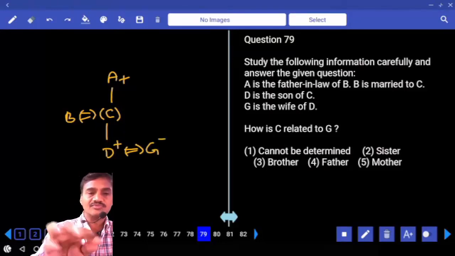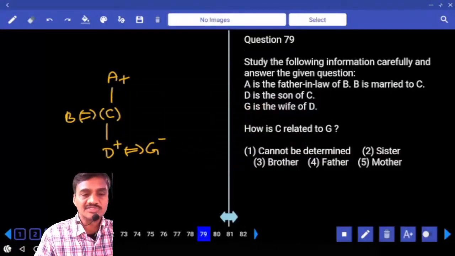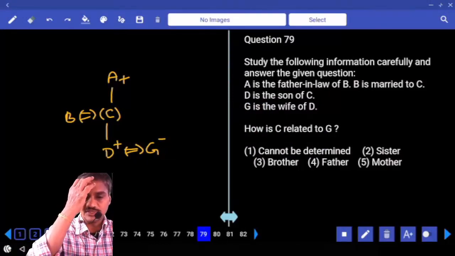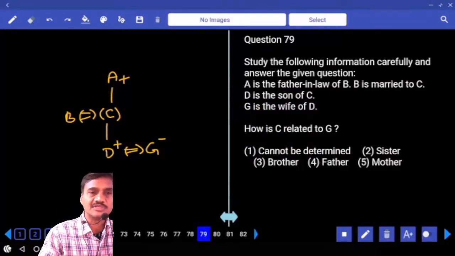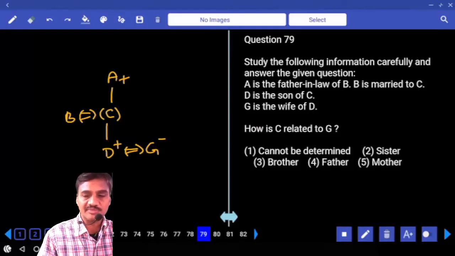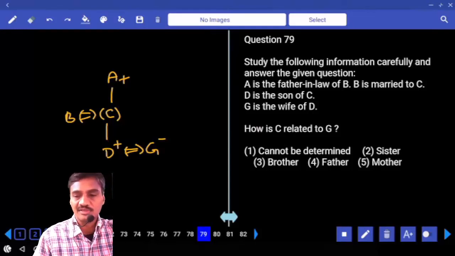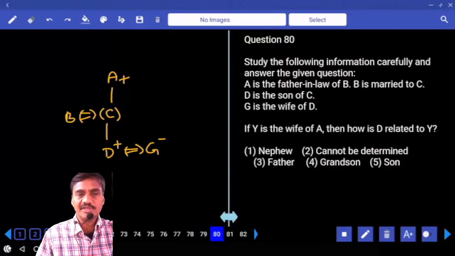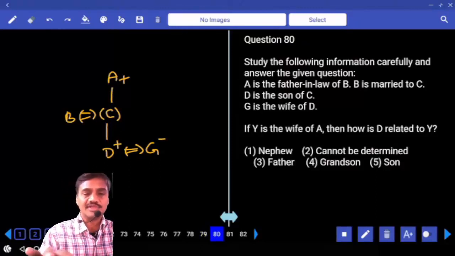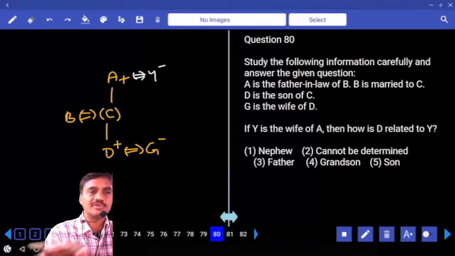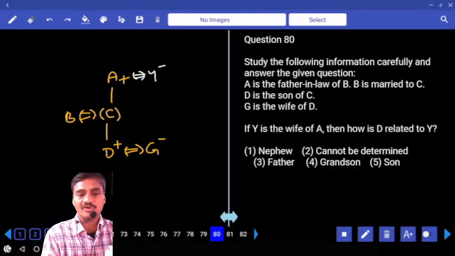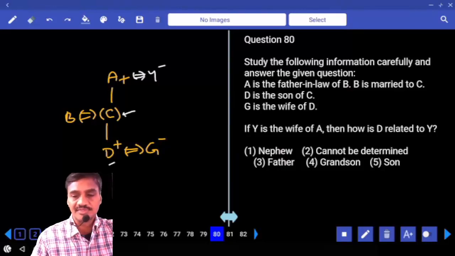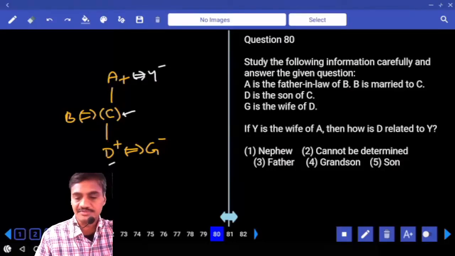And with the help of this one, how is C related to Z? Now G's husband's father or mother is C. If this C is a male, father-in-law; if female, mother-in-law. Hence cannot be determined, choice 1. Then if Y is the wife of A, it means Y and A are a married couple, A is a male and Y is a female. Then how is D related to Y? Y's son or daughter's son, that is grandson, choice 4, question number 80.